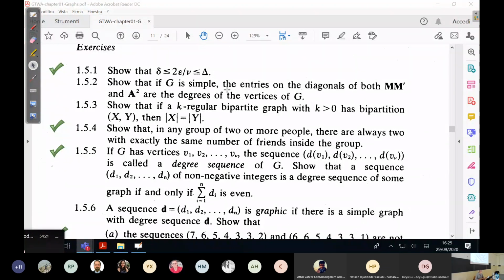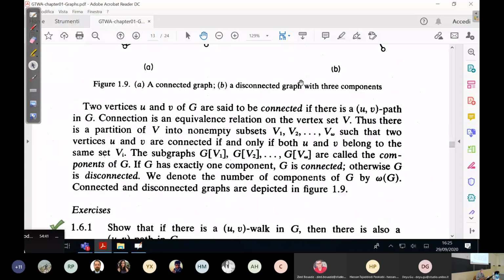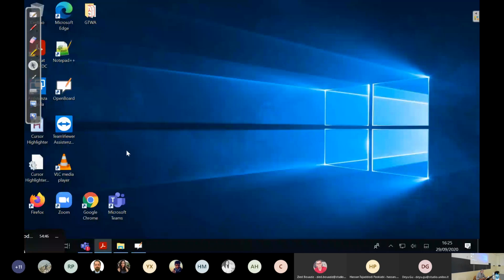Professor, yeah? Tell me. Can you, if you may, re-explain the part when you talked about the equivalence vertex and the components? Oh, sure. Thank you. So let me also take back that other page.